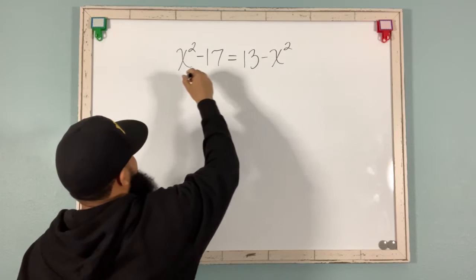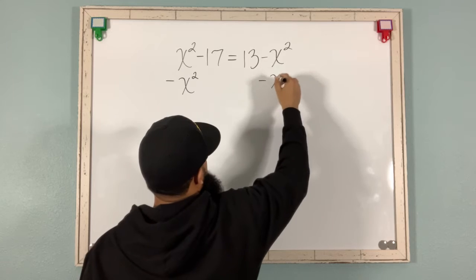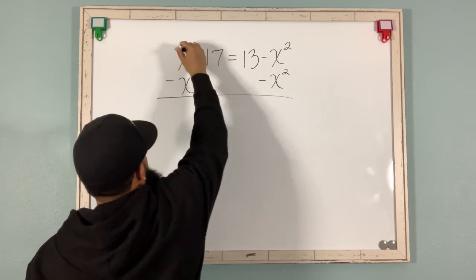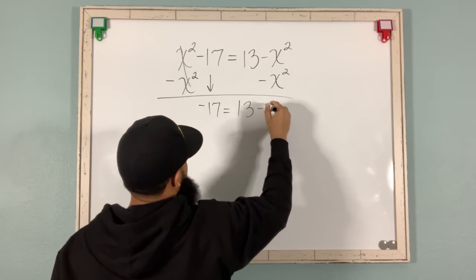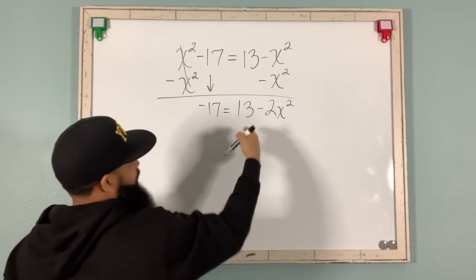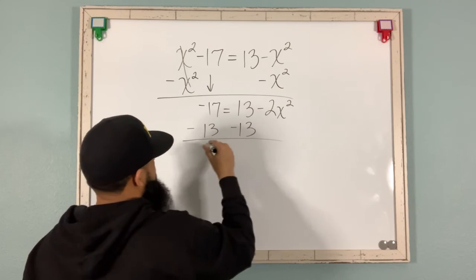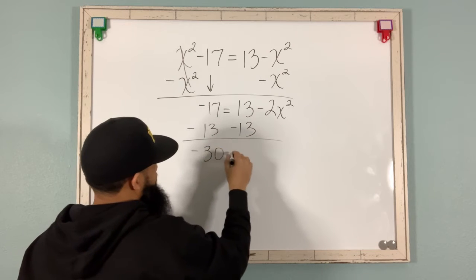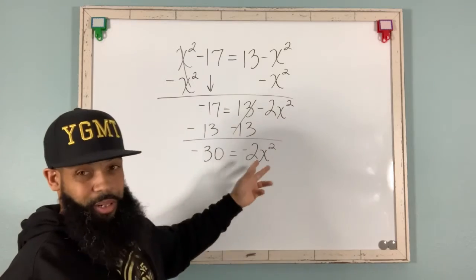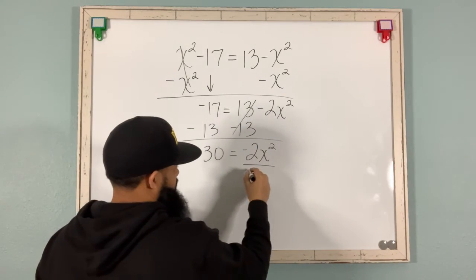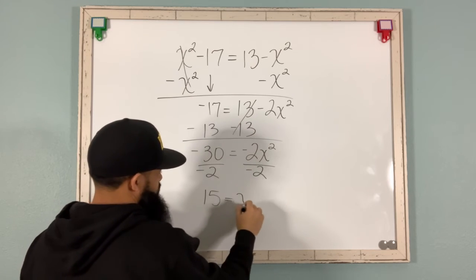So I'm gonna take this x squared right here to the right. All right. Boom. That cancels. I bring down my negative 17 equals 13 minus 2x squared. I'm gonna take this 13 over on the other side. Boom. So that gives me negative 30 equals negative 2x squared. I need to get that x by itself. So divide by negative 2 first. Now I get positive 15 is equal to x squared.